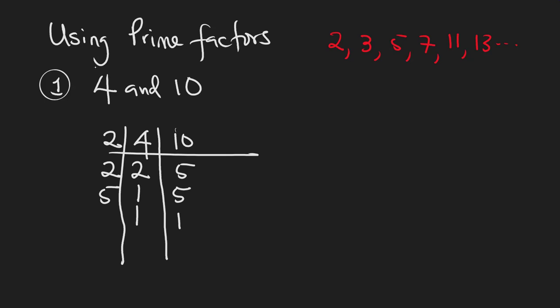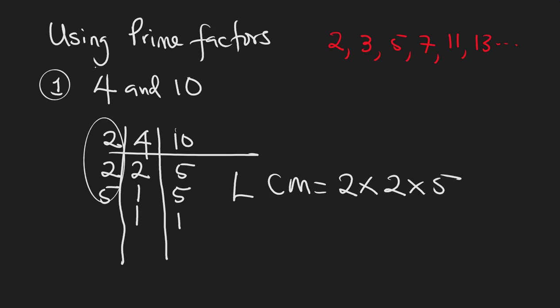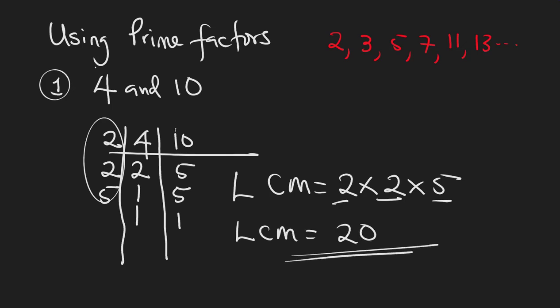So we can now get our lowest common multiple: you multiply these ones. Can you see? I'm going to multiply them, which is 2 times 2 times 5. So 2 times 2 is 4, 4 times 5 is 20. So the LCM is equal to 20. Very easy. That's our first example.